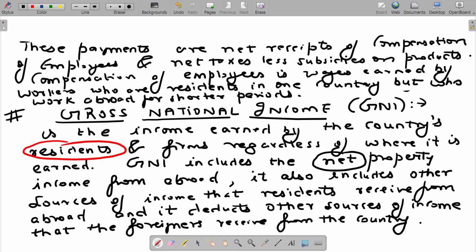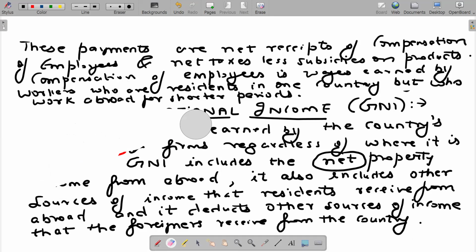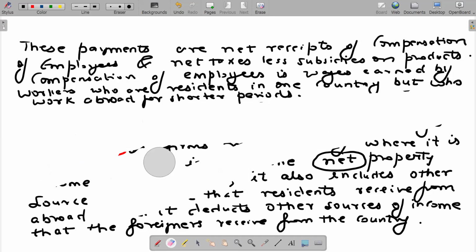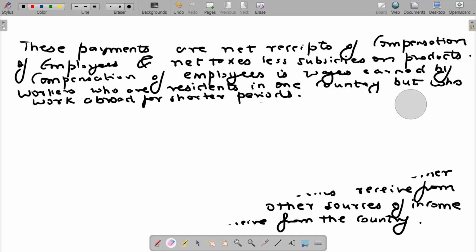For example, if a professor from India goes to, let's say, US for 2-3 months for a research project, he or she is still a resident of India. But if a professor is recruited by a foreign university on a permanent basis, then he or she is no longer going to be a resident of India, but the resident of US. Okay, so I hope students are able to get a sense of what I'm trying to say. I'm erasing this paragraph now. I hope students have made notes.